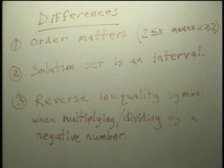Here's a summary of the 3 differences between solving an inequality and solving an equation. The first is that the order matters. So 2 is less than or equal to x is not the same as x is less than or equal to 2. It's x is greater than or equal to 2, for example. The second is that the solution set is an interval. It's not a single value, it's many values. The third is that we must reverse the inequality symbol when multiplying or dividing by a negative number.